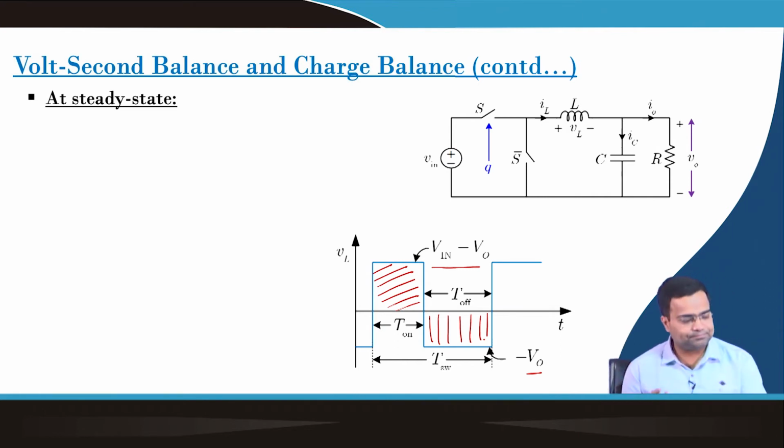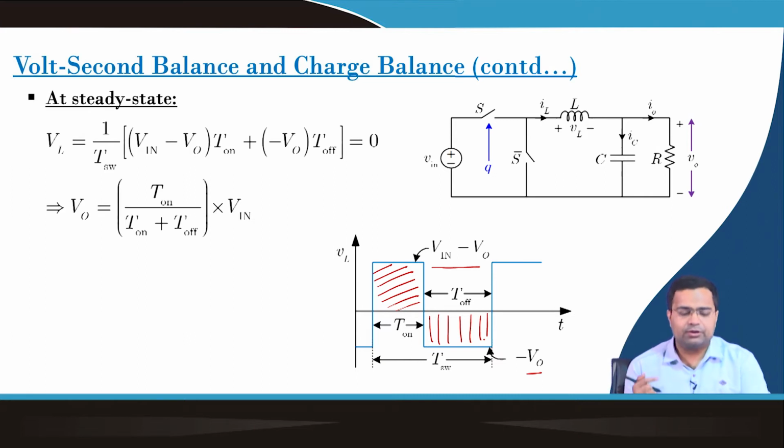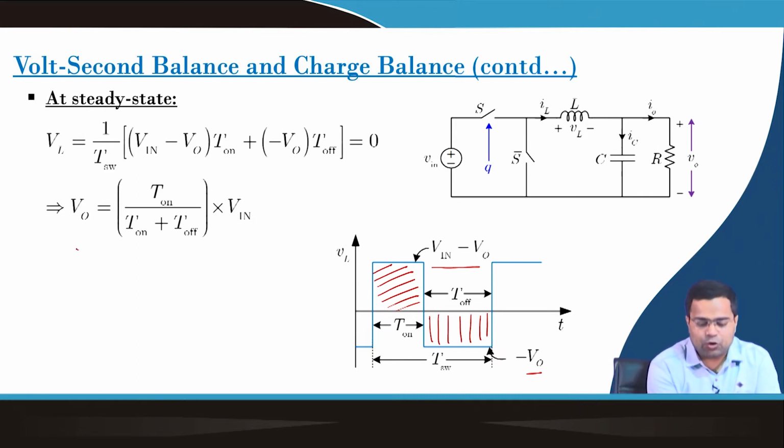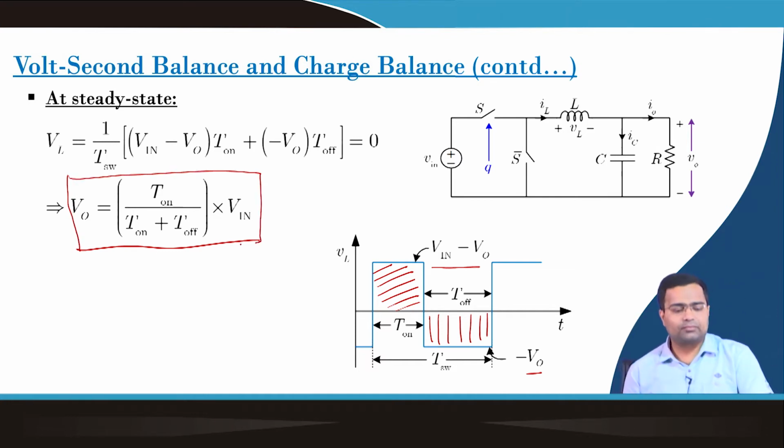periodic cycle. And if we do that, the area under the curve, that means VL, which is the average voltage, (V in minus V0) T on plus (minus V0) T off, and the whole thing divided by TSW should be 0, and this gives us the output voltage expression of an ideal buck converter in continuous conduction mode.